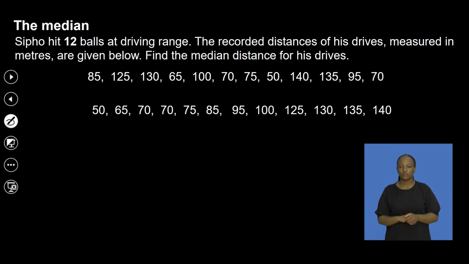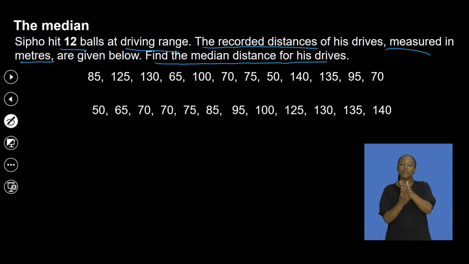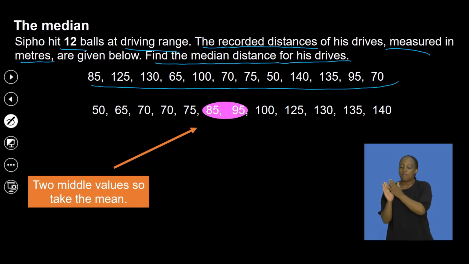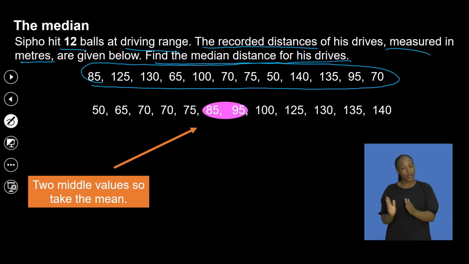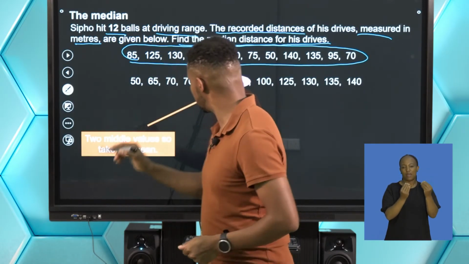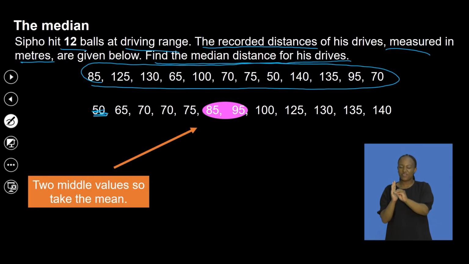So if Sipona hits 12 balls at a driving range, the recorded distances of his drives, measured in meters, are given below. Find the median distance for his drives. So firstly, we've ordered our data. This is the actual raw data. We arrange it from the smallest to the highest. So the smallest is 50 and the highest is 150.